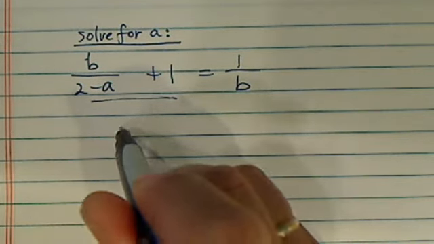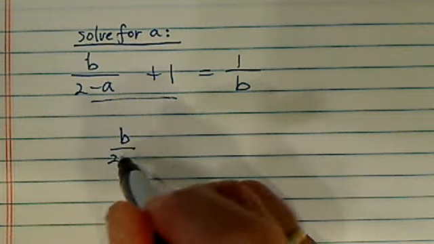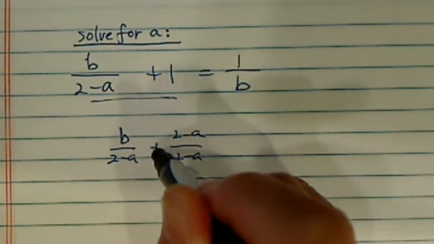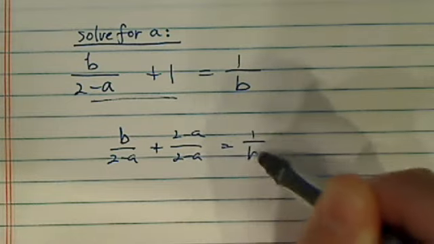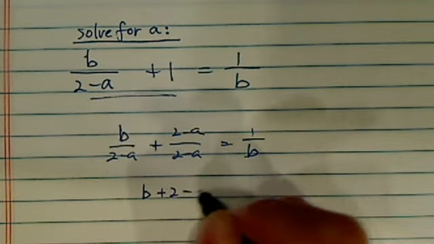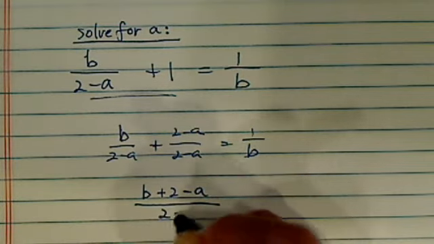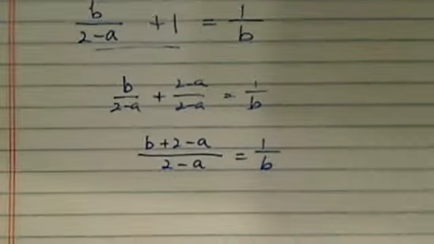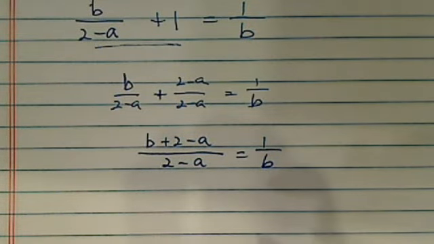Okay, first thing you do is combine this side and make it into a common denominator. So you have AB, 2 minus 2A plus 2 minus A over 2 minus A. All I did is find a common denominator here. I'm going to combine this, and then you have AB plus 2 minus A divided by 2 minus A is equal to 1 over B. Okay, this is a fractional equation, which is really tedious.